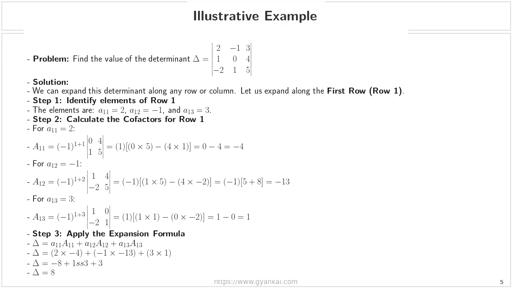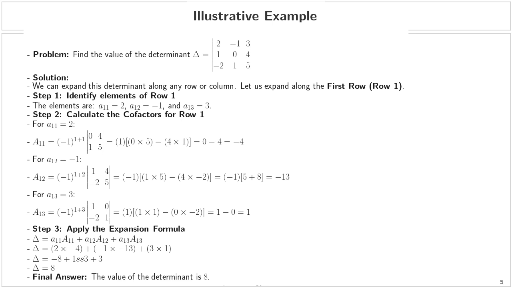Let's do the arithmetic. 2 times -4 is -8, -1 times -13 becomes +13, and 3 times 1 is 3. Adding these together, -8 plus 13 gives us 5, and 5 plus 3 results in 8. So, our final answer is that the value of the determinant is 8.